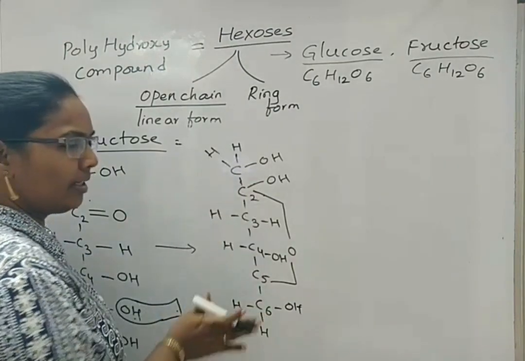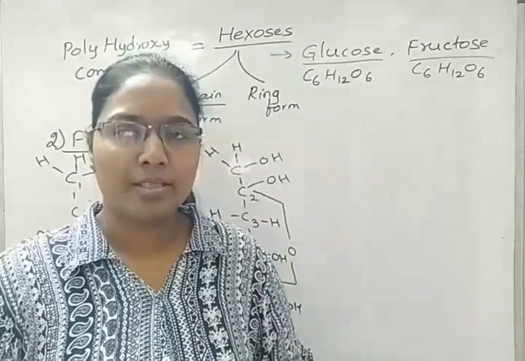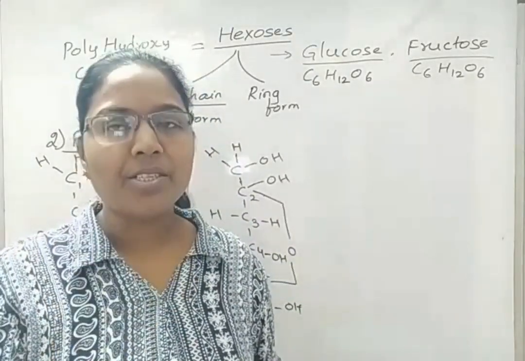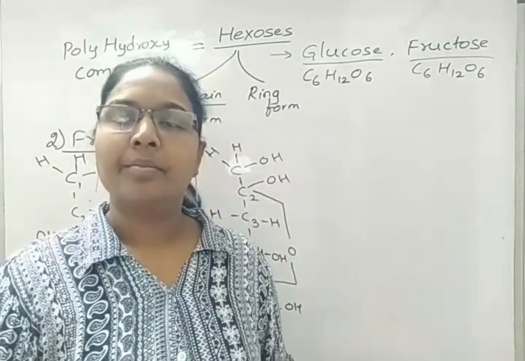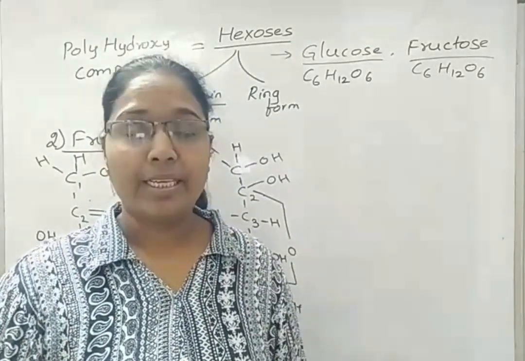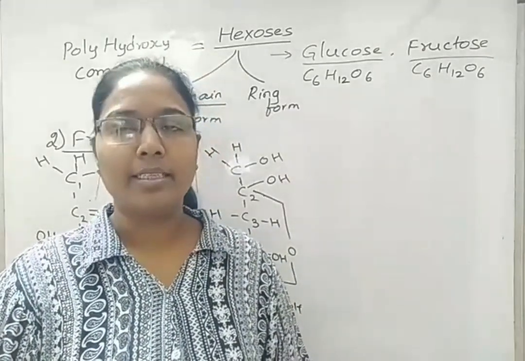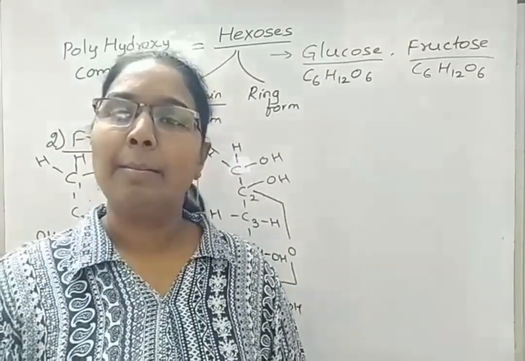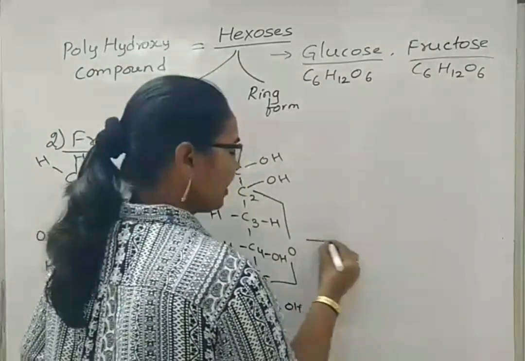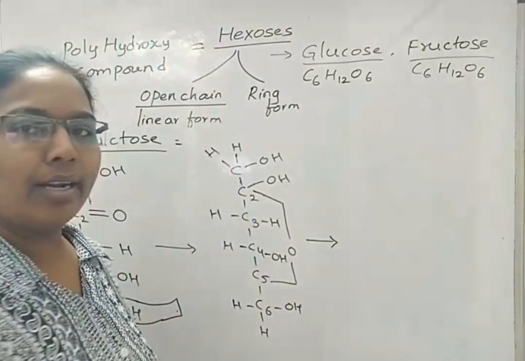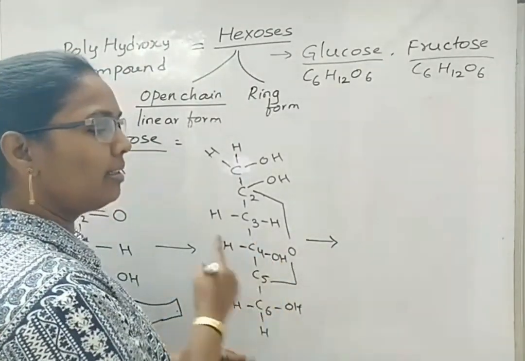Now, actually, in the living organism's body, as I have told you in case of glucose, the open chain form will not exist. 99.9%, we can say 100% of the carbohydrates exist in ring forms, either in pyranose ring or furanose ring. I told you in case of glucose, the ring form is called the pyranose ring. Then how does this compound exist in the ring form?